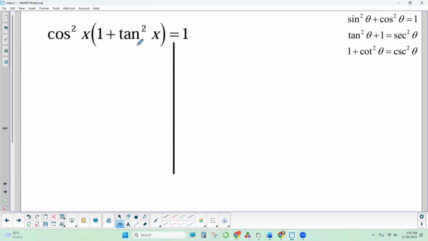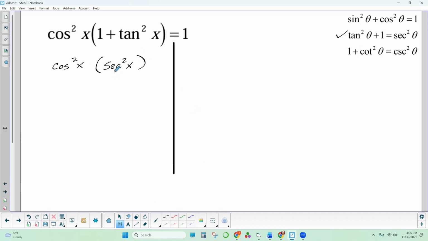Here, I'm going to work with the left side because right away I can see that I'm trying to simplify this to 1, and in 1 plus tan squared x, I can use this Pythagorean identity right here, and I simply can replace that with secant squared x. So now I have secant squared x times cosine squared x. All right. Now I've got to prove that this is equal to 1.